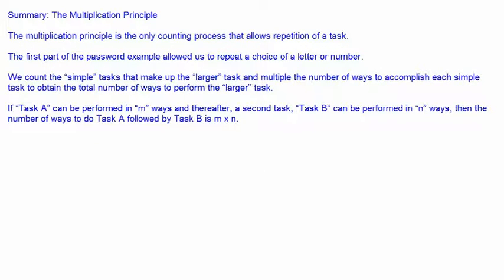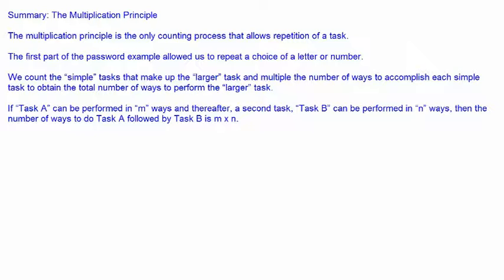To summarize this first counting process, the multiplication principle is the only counting process that allows us to repeat a choice or repeat a task. The first part of the password example allowed us to repeat a choice of a letter or number. We count the simple tasks that make up the larger tasks and multiply the number of ways to accomplish each simple task to obtain the total number of ways to perform the larger task.